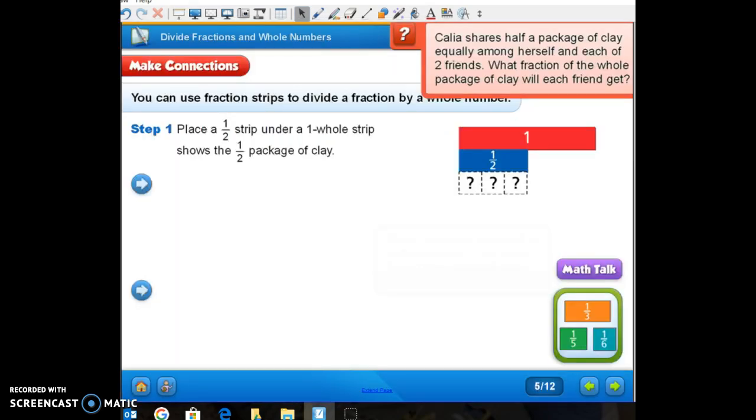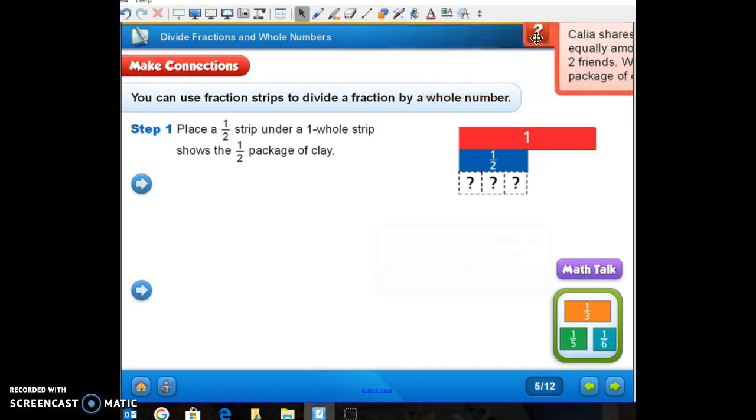Okay, now we're on the make a connection, and the problem says you can use fraction steps to divide a fraction by a whole number, which we already did on the other page. But Kalia shares half a package of clay equally among herself and each of 2 friends. What fraction of the whole package of clay will each friend get? Herself and 2 friends. So what are we dividing it into? 3, or thirds.